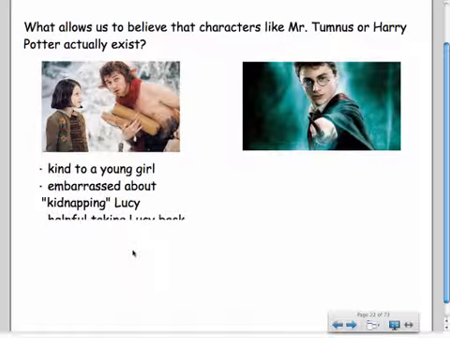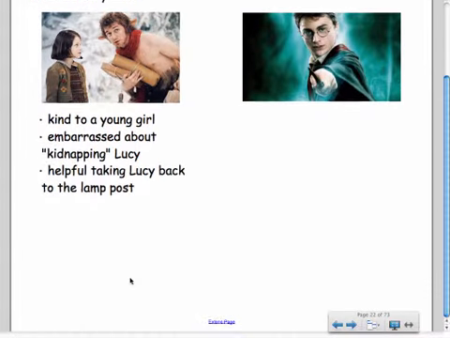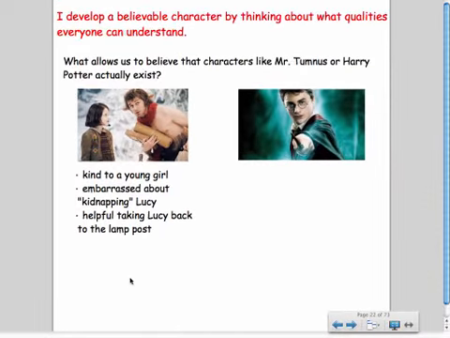It's real. Something else that we can view as being realistic with Mr. Tumnus is that he's helpful when he takes Lucy back to the lamp post. He wants to try to help her find her way back to the wardrobe and the spare room.